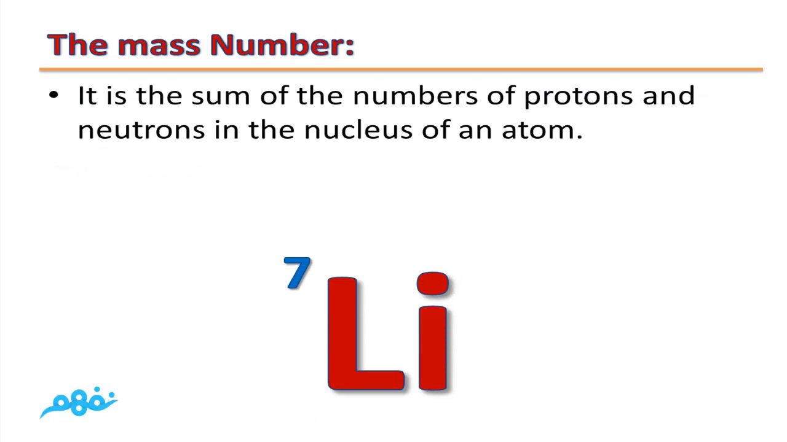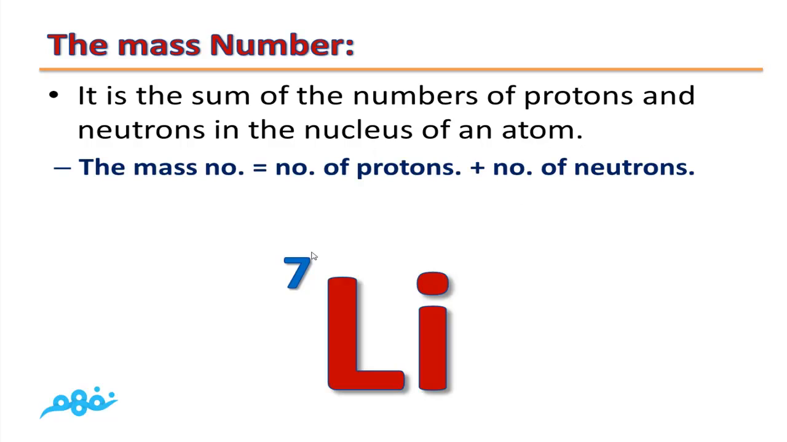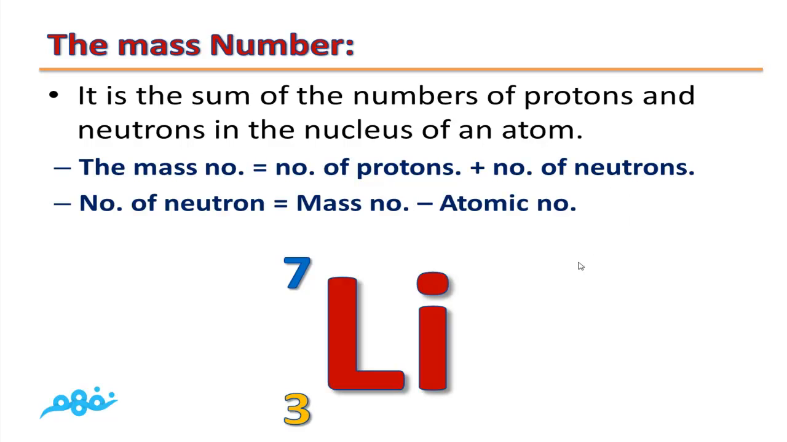Mass number. We will write a small number in the upper left corner of the symbol. This number will be called mass number. What's meant by mass number? It is the sum of the numbers of protons and neutrons in the nucleus of an atom. Mass number equals the number of protons plus the number of neutrons.